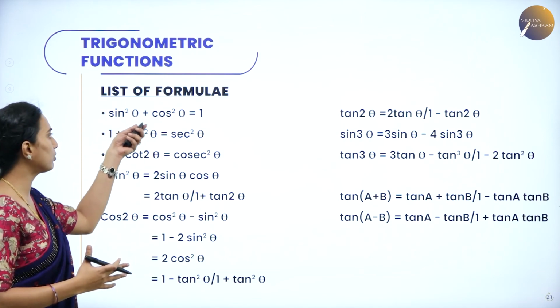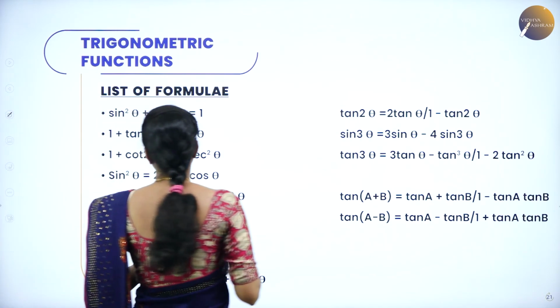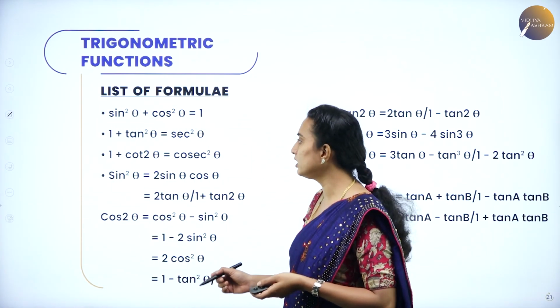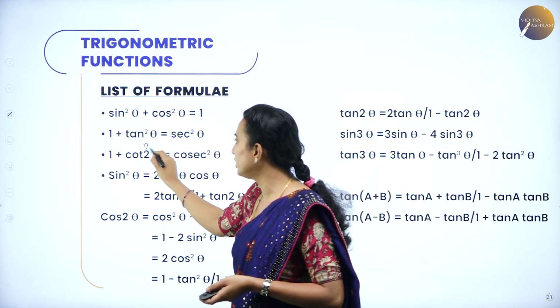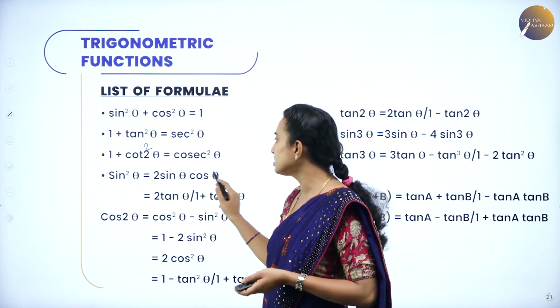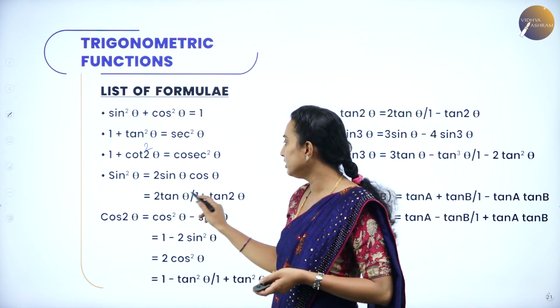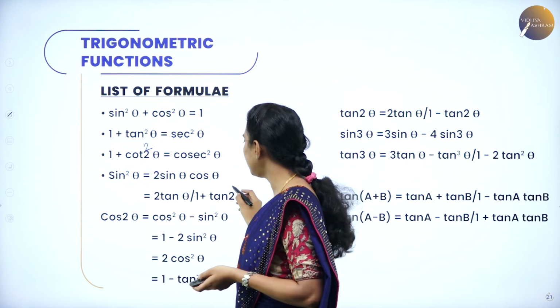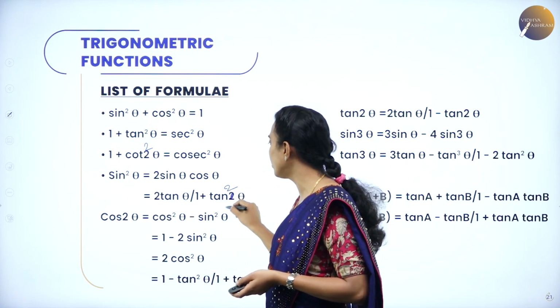Sin squared theta plus cos squared theta is equal to 1. 1 plus tan squared theta is secant squared theta. 1 plus, here it should be cot squared theta is cosecant squared theta. Sin 2 theta is 2 sin theta cos theta, and 2 tan theta by 1 plus tan squared theta. Sorry, this is tan squared theta.